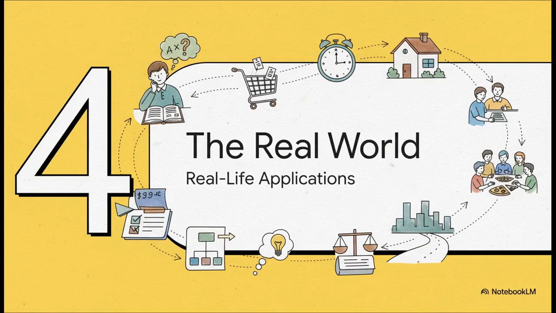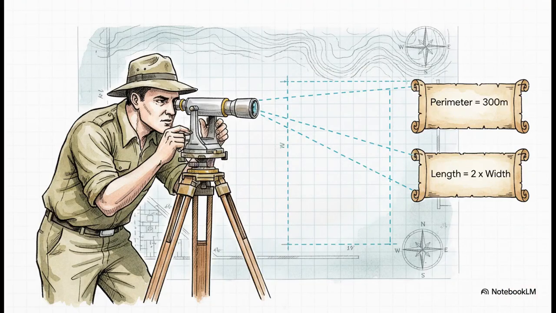So why does any of this even matter? I mean, when are you actually going to use this stuff? Well, the answer might be a lot closer than you think. The thing to remember is that this isn't just some textbook exercise. Professionals like land surveyors use these exact same systems of equations all the time. They might get 2 simple facts, like, say, a total boundary and the relationship between length and width. And from just that, they can accurately map out an entire piece of land.